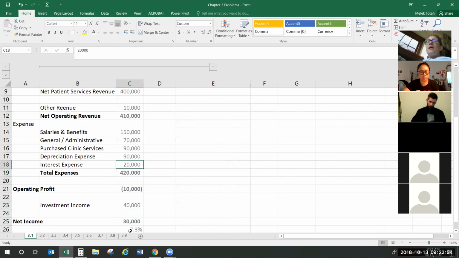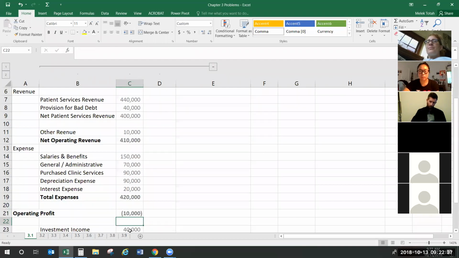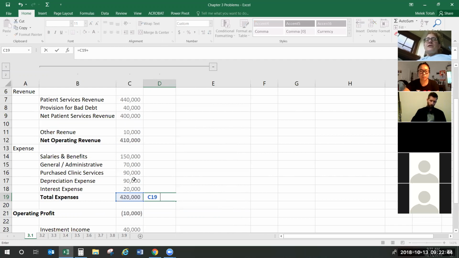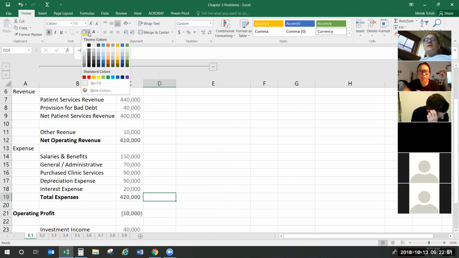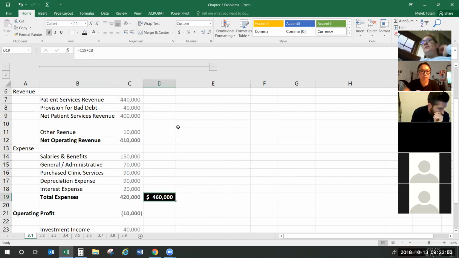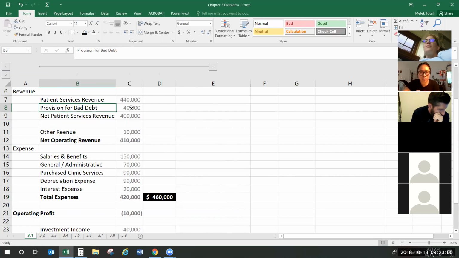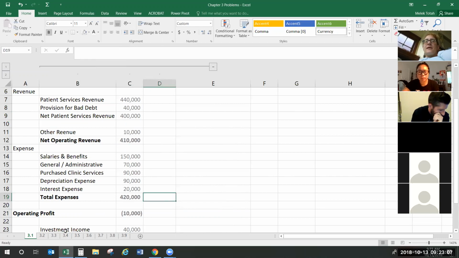So yeah, I don't know why. The only thing I can think of for why the book had 460 is that it's possible they were originally going to add the provision for bad debt as an expense. Sometimes you will see it in expense, depending on if it's actual losses versus a provision. That's all I can think of. I don't know why else they would have made this mistake. Okay, so let's move on.